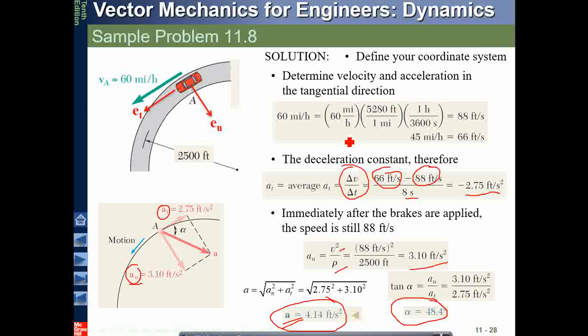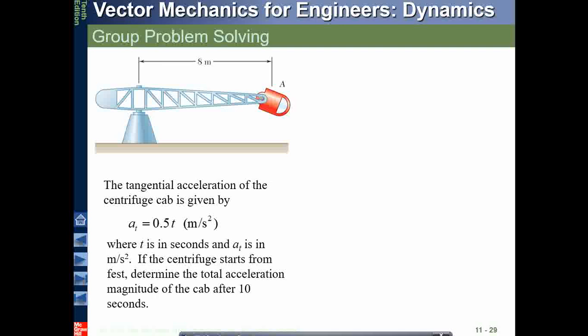Whenever a car or any object moves and takes a sharp turn, we will have the velocity and acceleration components. One is known as the tangential component, and one will be along the diameter. In another case, we have another problem in which this is a centrifugal cab which is having a tangential acceleration, and the acceleration equation is given.